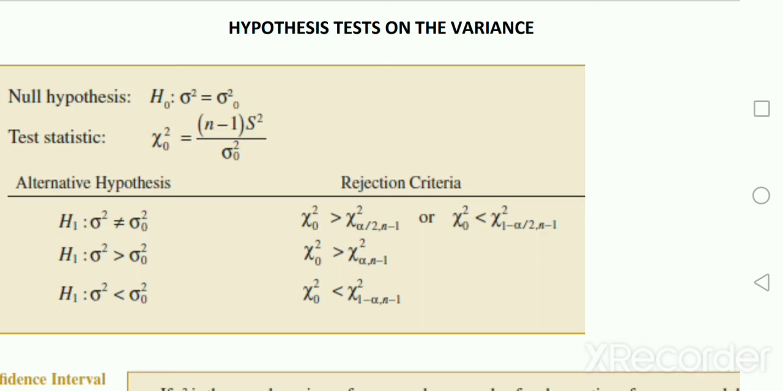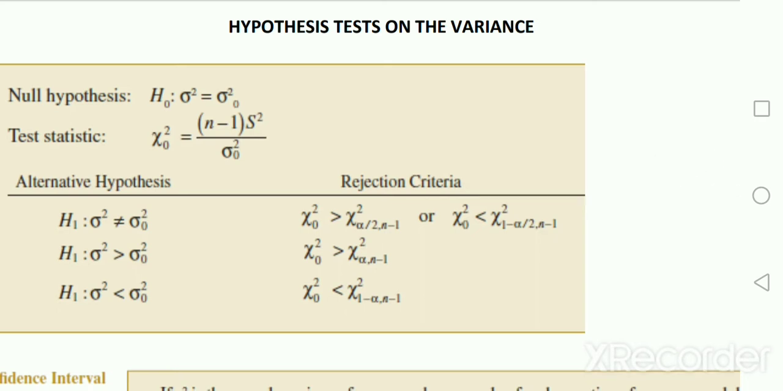Actually in the previous t test or z test, for the right side we have a positive term and on the left side we have some negative form. Okay, but here there is some difference. For the right side, chi squared naught is greater than chi squared alpha by 2 comma n minus 1, but on the left side there is no negative term. That form is chi squared naught less than chi squared, and instead of alpha by 2, here we have 1 minus alpha by 2 comma n minus 1. Okay, so here there is a difference.